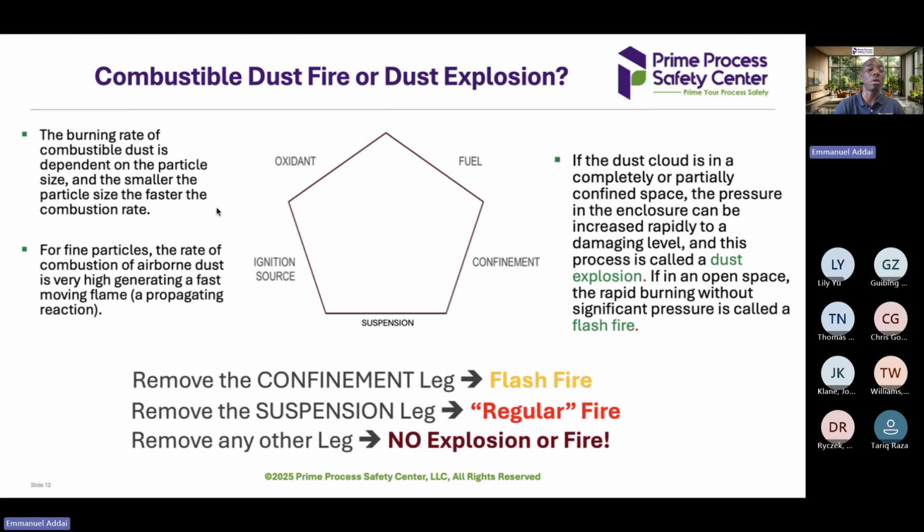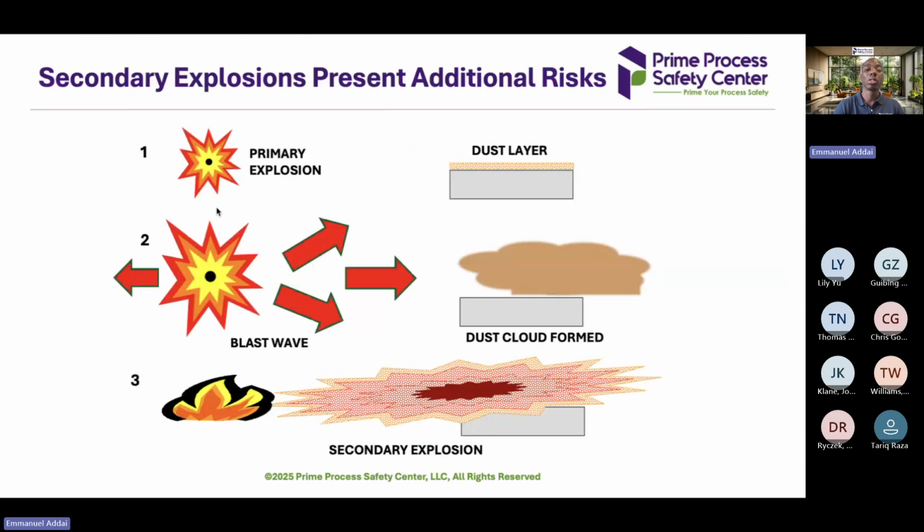What about if I remove fuel? If I remove fuel from the system, automatically there's nothing to burn. If I remove oxygen, there's nothing to support the combustion operation. And if I remove ignition source, that means there's nothing to initiate the combustion. So these are the three ways in which you can eliminate dust explosion. You can turn it to a flash fire when there's no confinement. You can turn it to a regular fire when there is no suspension. And if you want to avoid the explosion altogether, that means you need to remove either fuel, oxidant, or ignition source.